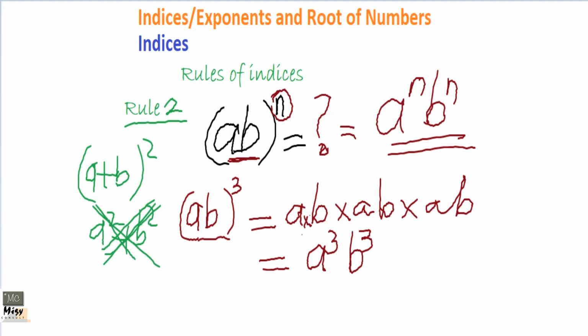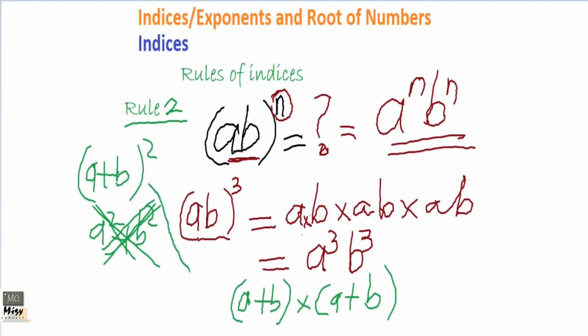What it is actually saying is (A plus B) times (A plus B). Now I expand it. The power 2 means you multiply that by itself 2 times. That is how we got this one.